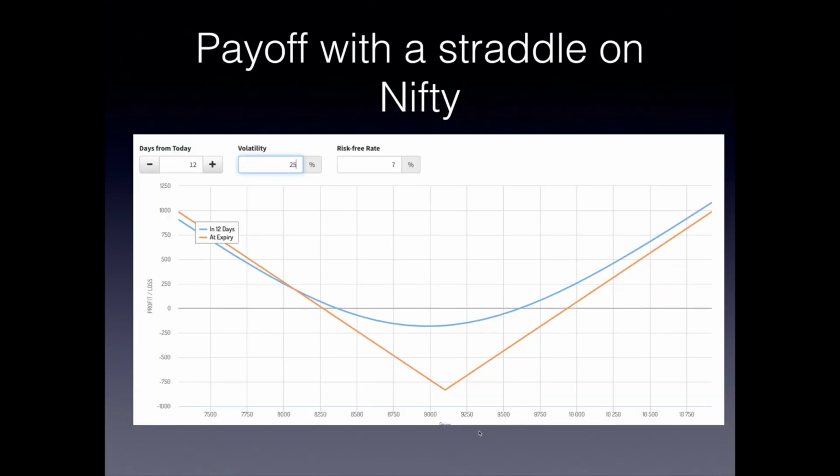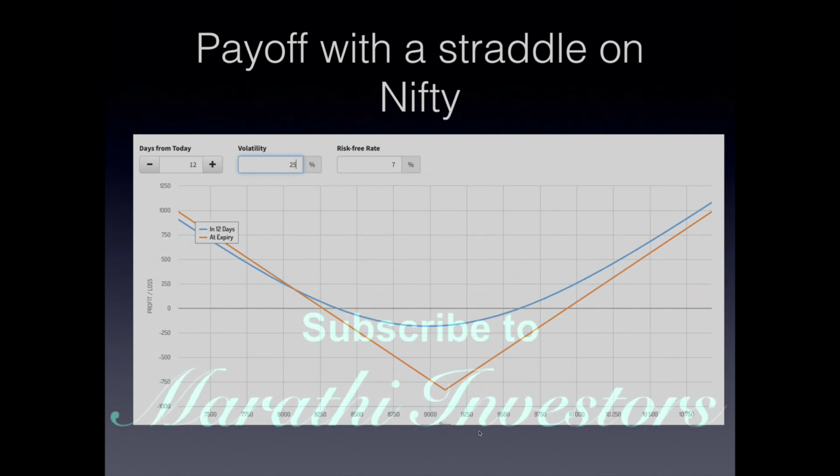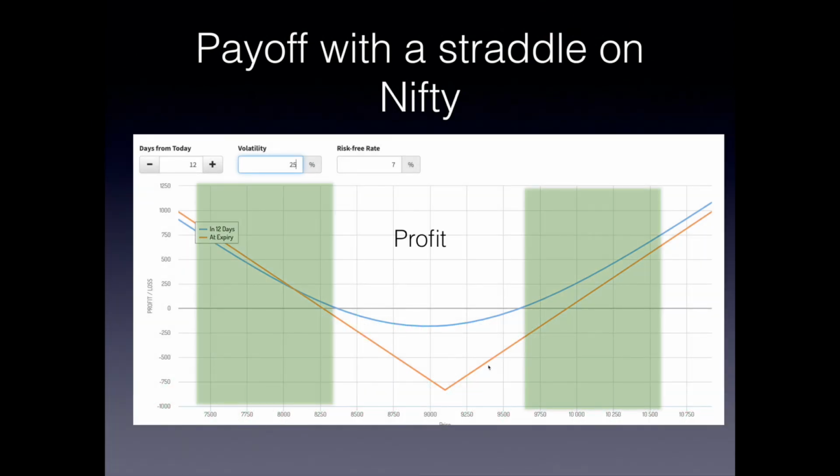Now this is a payoff graph of the same straddle that I discussed in the previous slide. Here, as you can see, the orange line tells you your profit and loss at the expiry, and the blue line shows your chances of getting that profit or loss in the coming 12 days. On the y-axis, you can see profit and loss. On the x-axis, I have values of Nifty. As you can clearly see, where the orange line makes its absolute bottom is where you are going to make maximum loss, which was around 780 as I discussed in the previous slide. And in these two ranges, whether Nifty goes below 8,300 or whether it goes above 9,600, in both of these cases you are going to make profit.